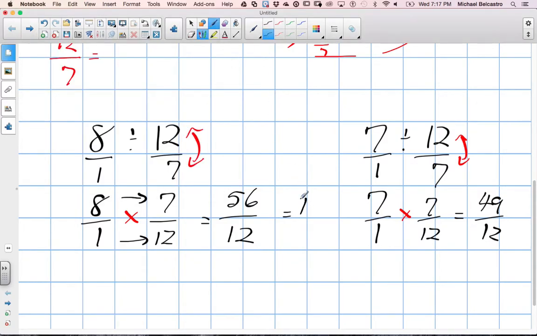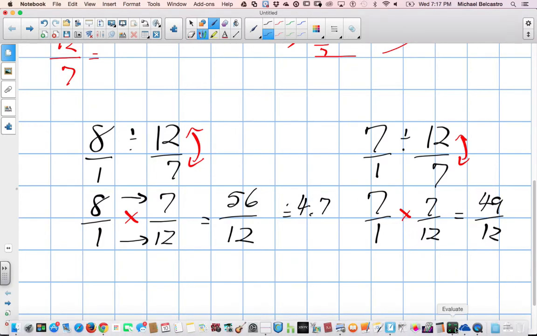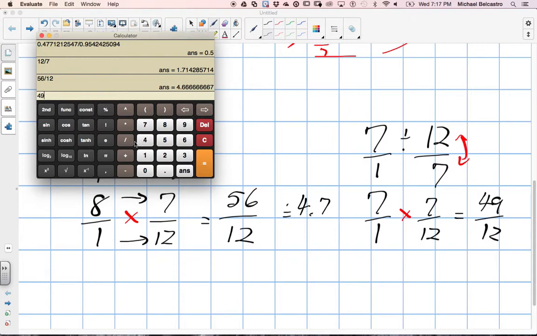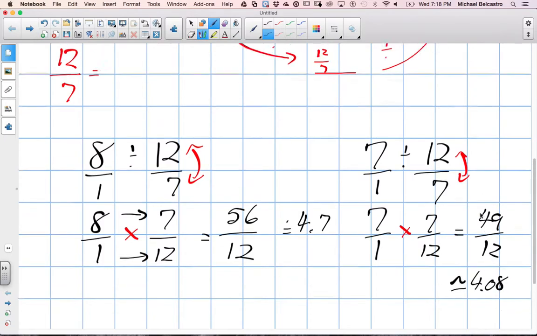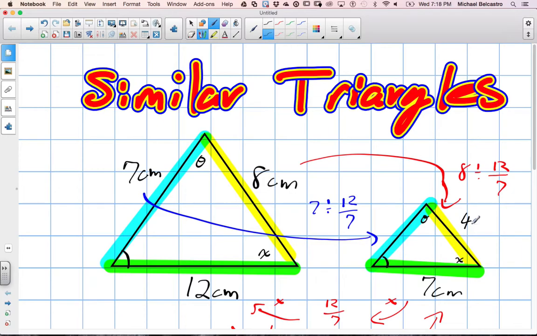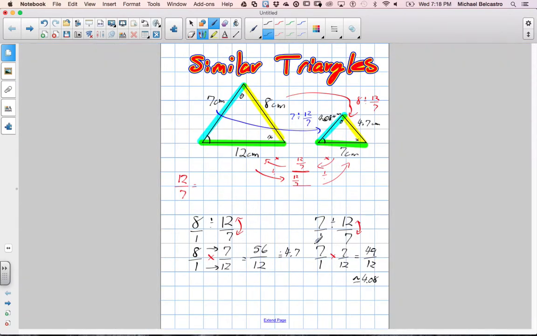4.6 repeated, so we'll say approximately 4.7-ish, okay? And 49 divided by 12, 4.08, we'll say approximately 4.08. So 4.7 for this side, and 4.08 centimeters. Now this was a really hard example because I chose to work with everything in fractions.